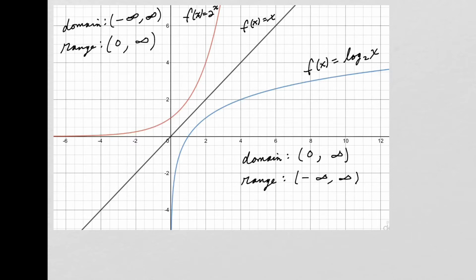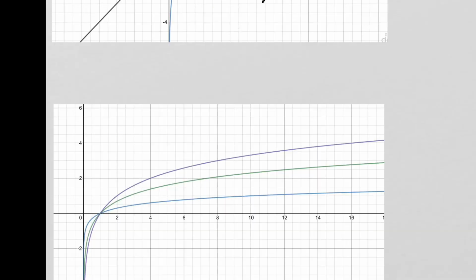Okay, it turns out that the larger the base in the log functions, the slower the graph grows. So let me show you that. Okay, so again, I'll go back to draw. The larger the base, the slower the logarithmic graph grows.